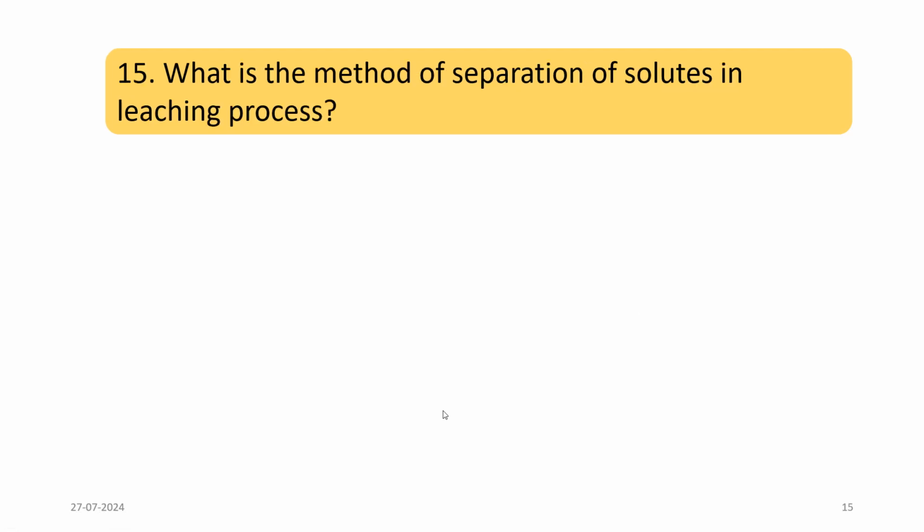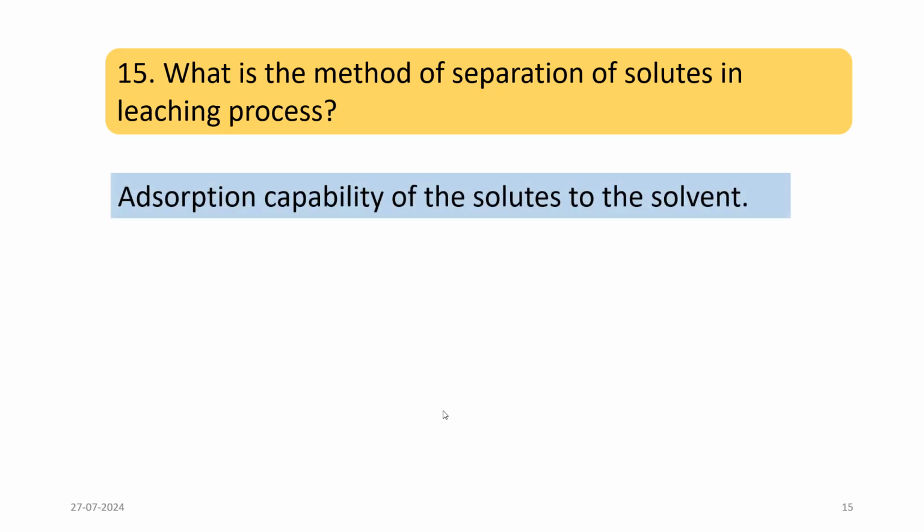Next, what is the method of separation of solutes in the leaching process? In leaching, the separation of solute from a solid, the solutes are separated by a solvent. So it is the adsorption capability of the solutes to the solvent. Due to the adsorption, the solutes get captured by the solvent, and that is how they are separated. This is called leaching.